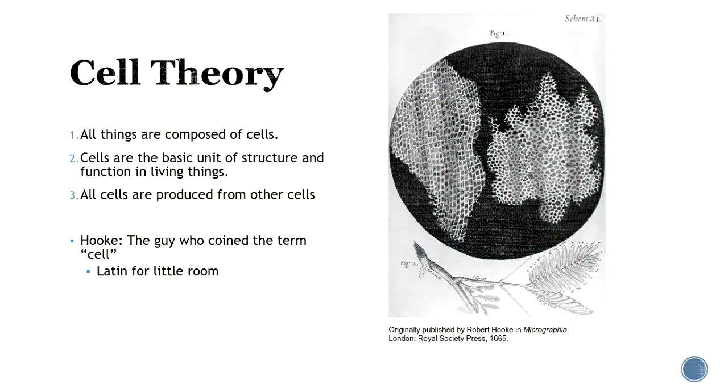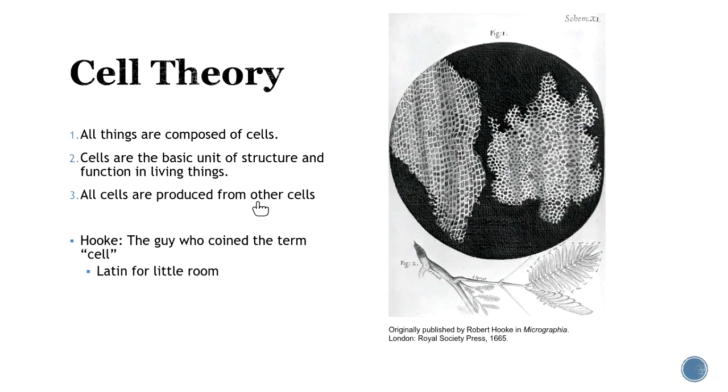So the cell theory is composed of 3 things. First, all things are composed of cells, which is great. If you're living, you have to be composed of cells. It could be one cell, it could be multiples. Second, cells are the basic unit of structure and function of living things. So if you don't have cells, you are not considered living. And then the third one, all cells are produced from other cells.